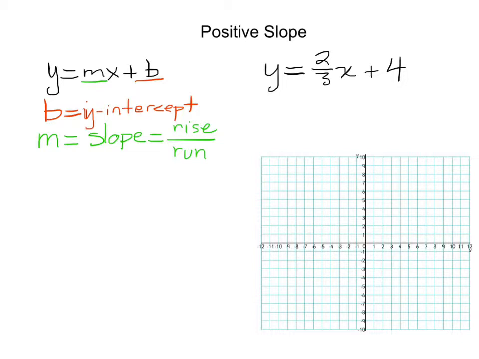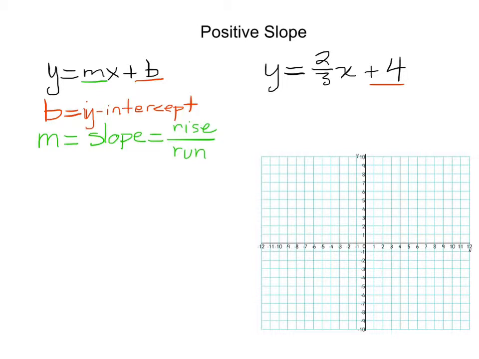Now when we graph things, it's usually easier if we start by graphing from the y-intercept. The way that you can remember that is the y-intercept is represented by the variable b, which you can think of as the beginning of the graph. So let's look at our equation: y equals 2/3 x plus 4. The plus 4 is the y-intercept.